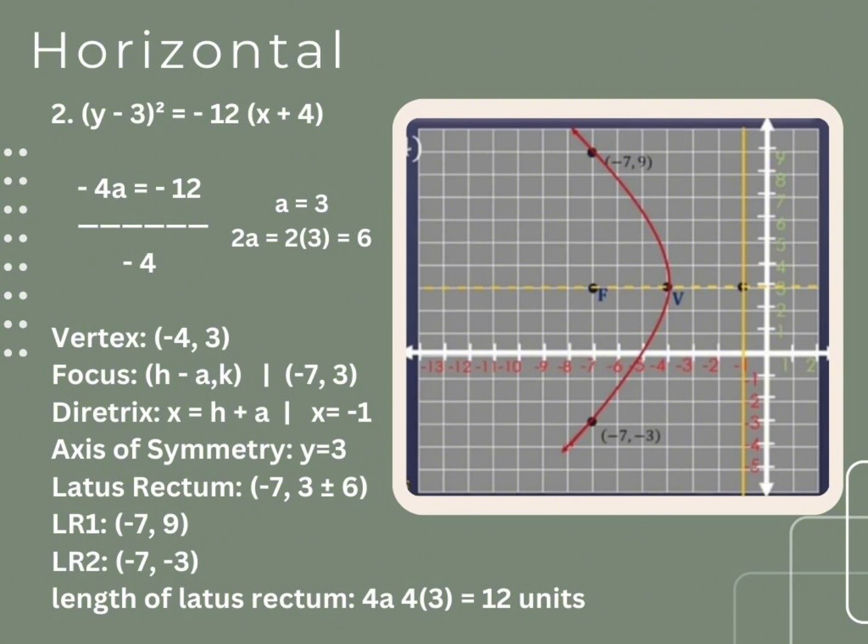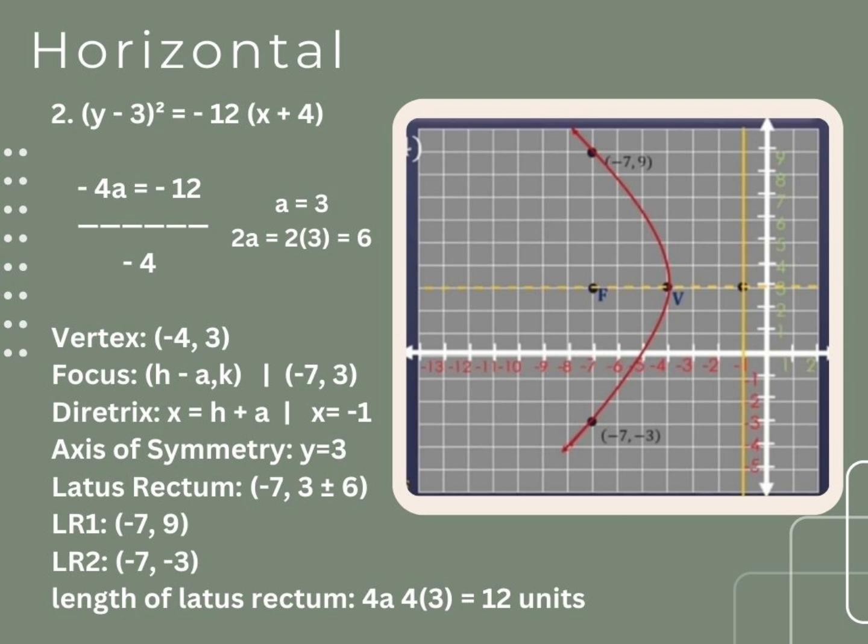Also, negative 4a is equal to negative 12. Solving for a gives us 3. Since the coefficient of (x plus 4) is negative, this parabola opens to the left. For plotting the parabola, the vertex is (negative 4, 3). For focus, (h minus a, k), which is (negative 7, 3). For directrix, x is equal to h plus a, which is x equal to negative 1. For axis of symmetry, y is equal to 3.